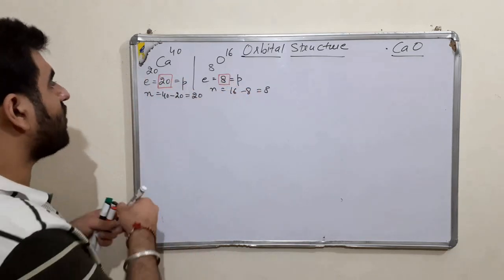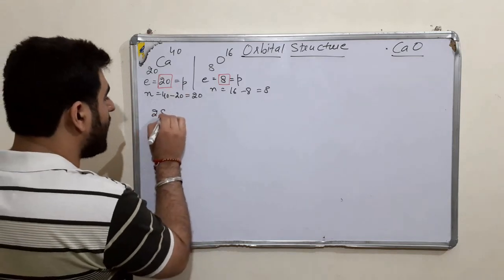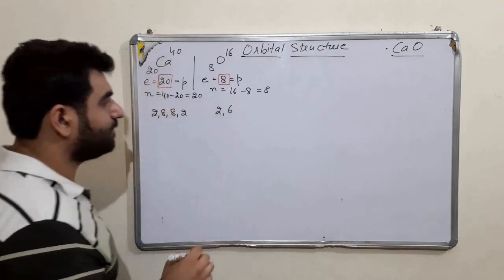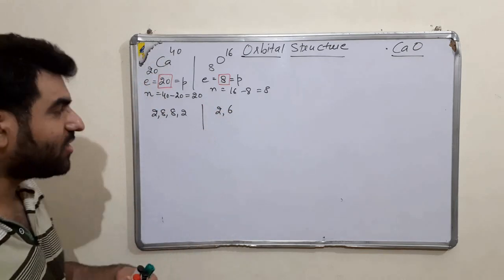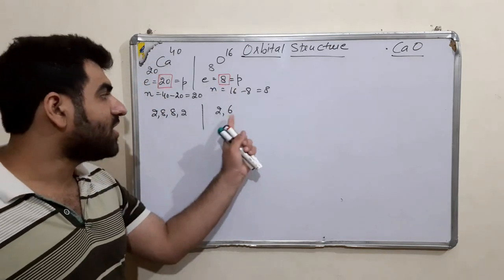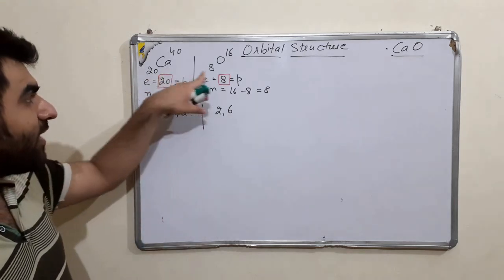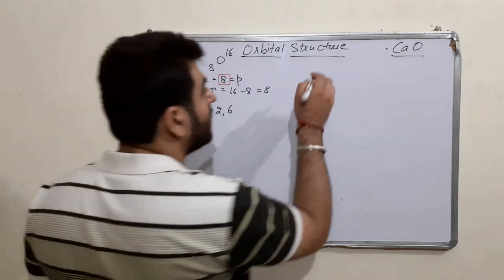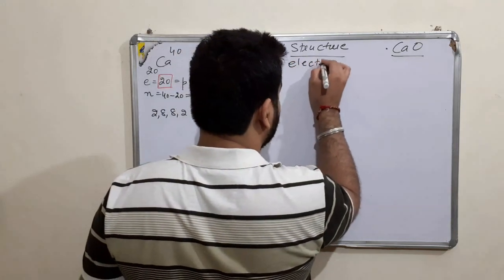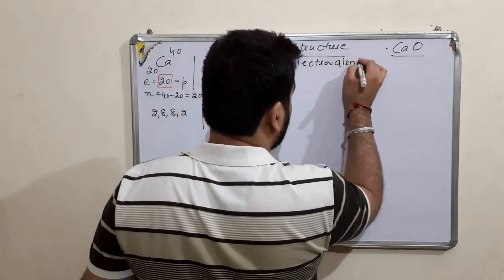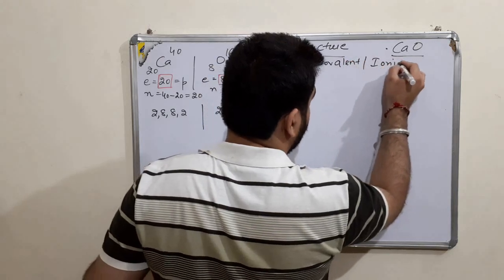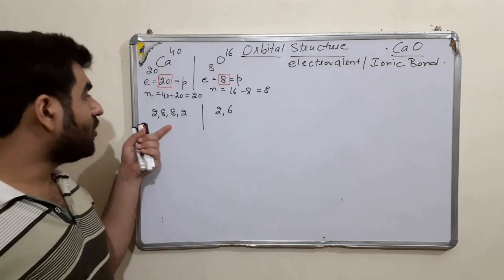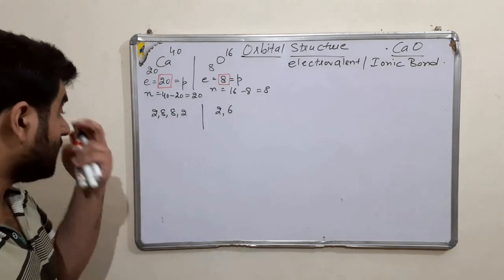Let us write down the electronic configuration. For calcium it is 2,8,8,2. For oxygen it would be 2,6. One is metal, the other is non-metal, so the orbital structure would be of the electrovalent or ionic bond. So this will make the electrovalent or ionic bond. 2,8,8,2 and 2,6.